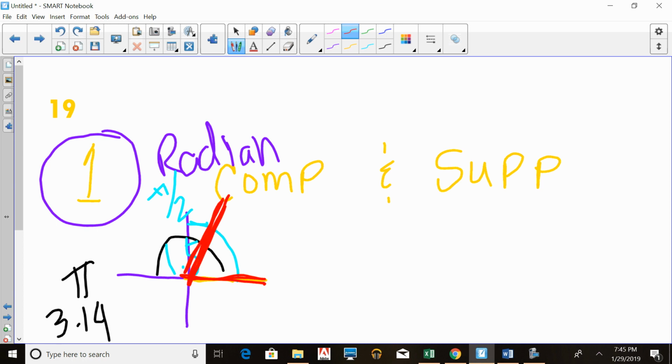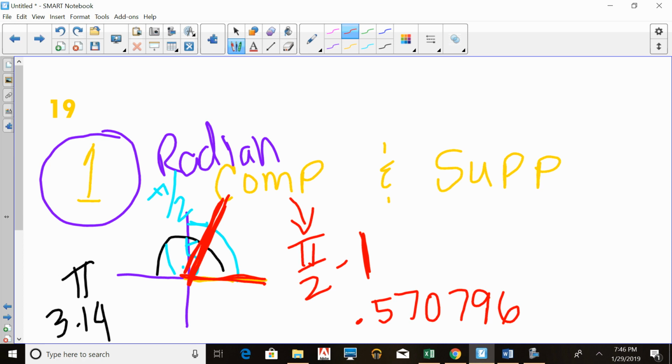Well, the complement to that would be pi over 2 minus 1. And you could leave it like that, or if you want to use your handy dandy calculator, put in pi divided by 2, which is 1.570796327 minus 1 would equal 0.5707796 radians is the complement.